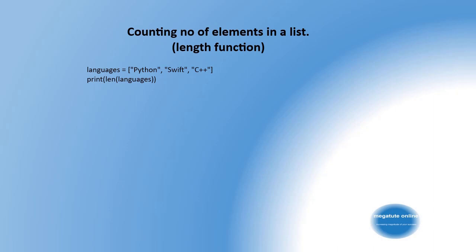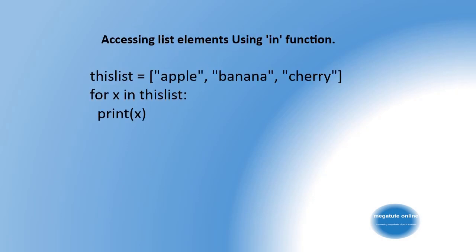You also have a length function which counts how many elements it has. Just say print len, and the name of the list, and it is going to give you the count of elements in the list. Like over here you have 3 elements. Similarly, you can access the elements of a list by using the in keyword. Here you have this list which is storing apple, banana, and cherry, and then you can run a loop for x in this list, the list name, and then just say print x. That's going to give you every element of the list.